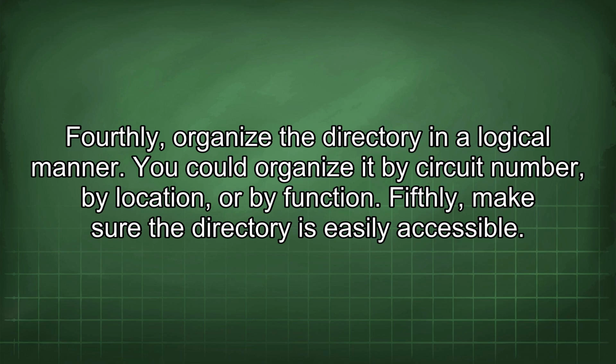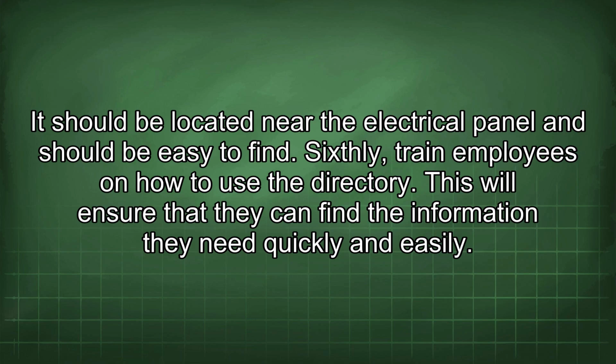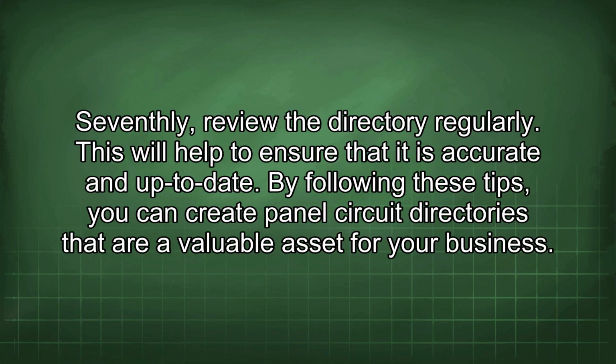Fourthly, organize the directory in a logical manner. You could organize it by circuit number, by location, or by function. Fifthly, make sure the directory is easily accessible. It should be located near the electrical panel and should be easy to find. Sixthly, train employees on how to use the directory. This will ensure that they can find the information they need quickly and easily. Seventhly, review the directory regularly. This will help to ensure that it is accurate and up to date. By following these tips, you can create panel circuit directories that are a valuable asset for your business.